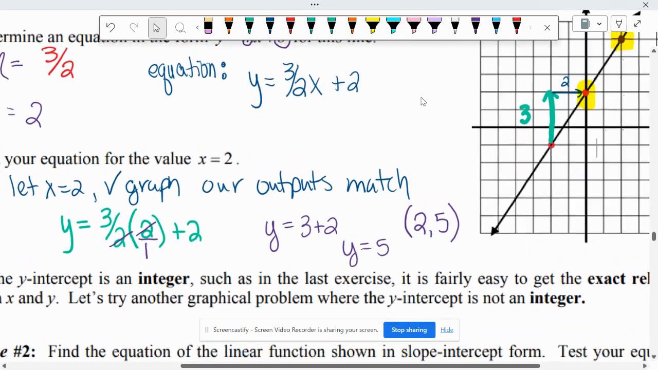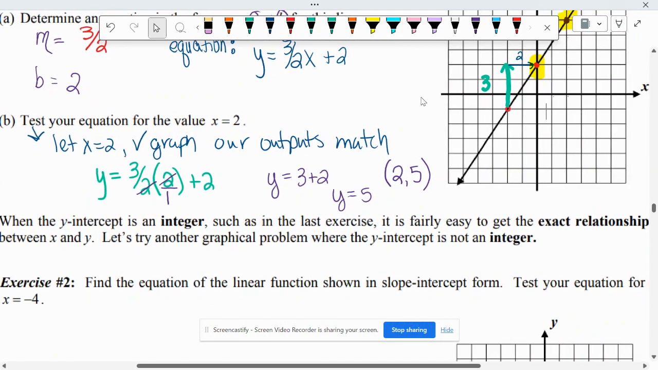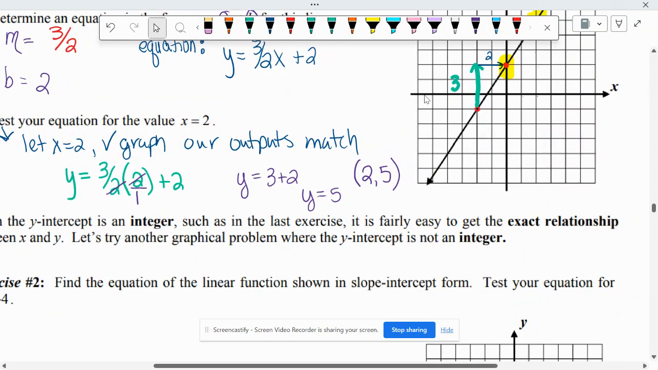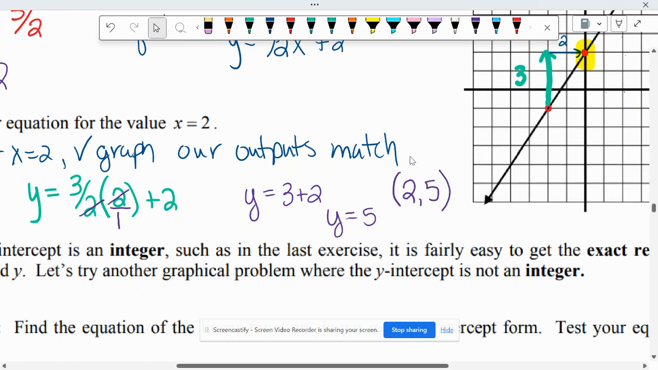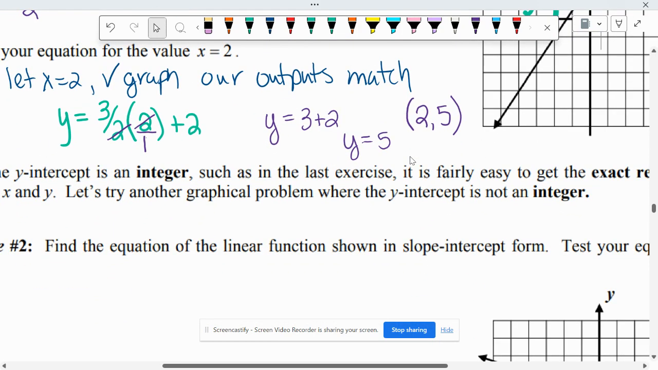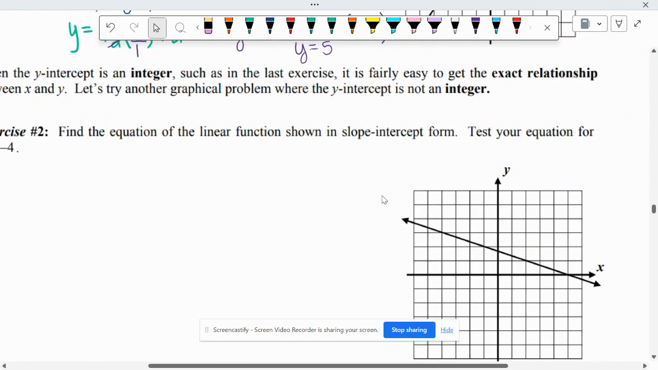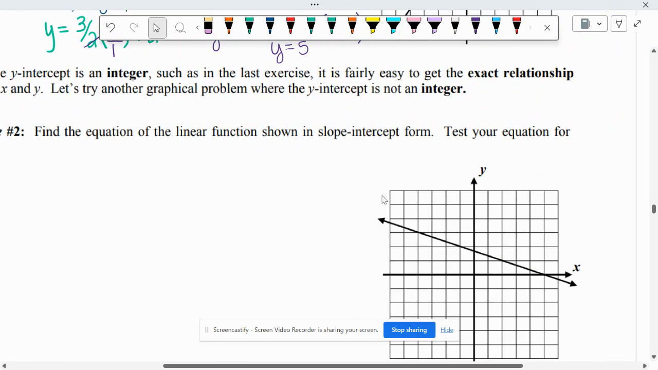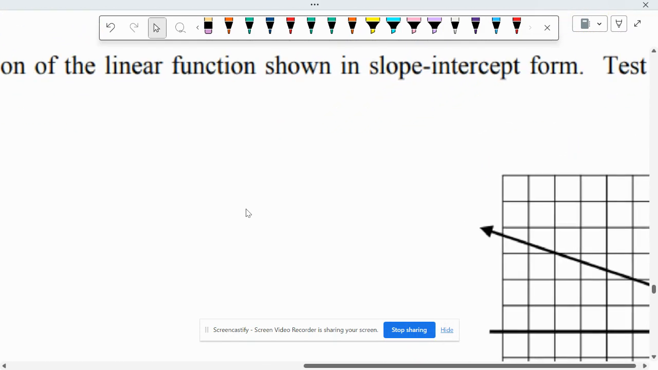Okay. When the y-intercept is an integer, like in the last exercise, it's fairly easy to get the exact relationship. But sometimes the y-intercept is not an integer. Sometimes it's between the 2 points, and you can't eyeball it. You can't say it's about, you have to calculate it exactly. So here we're going to find the equation of the linear function and write it in slope-intercept form. And then we're going to test our equation.